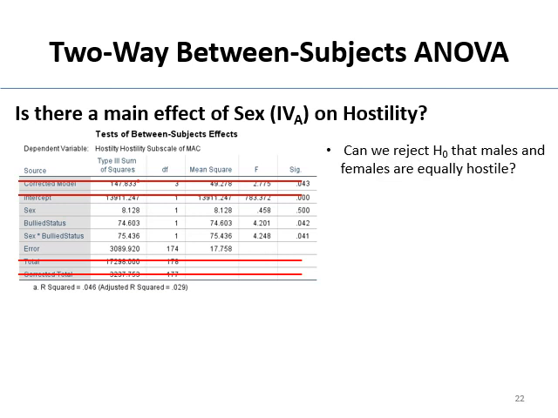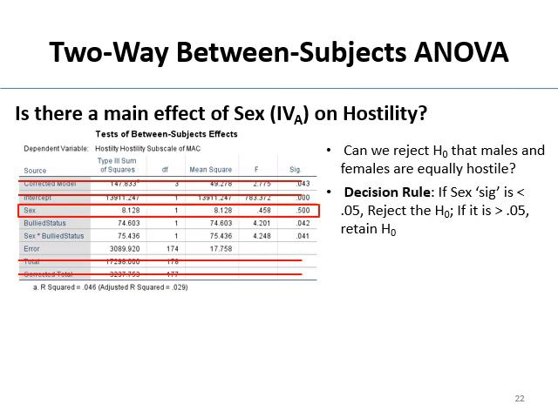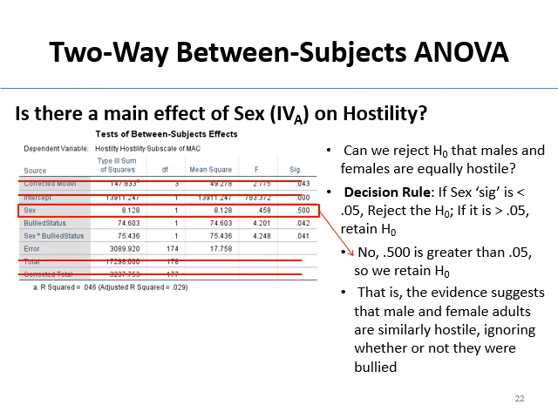It's the row that just says sex. So the sig value for that is 0.5. Is 0.5 less than 0.05? No, not even close, right? So there is no main effect of sex. What does that mean? That means men and women were equally hostile as adults. That's what it means. The average hostility level for males and females did not significantly differ.